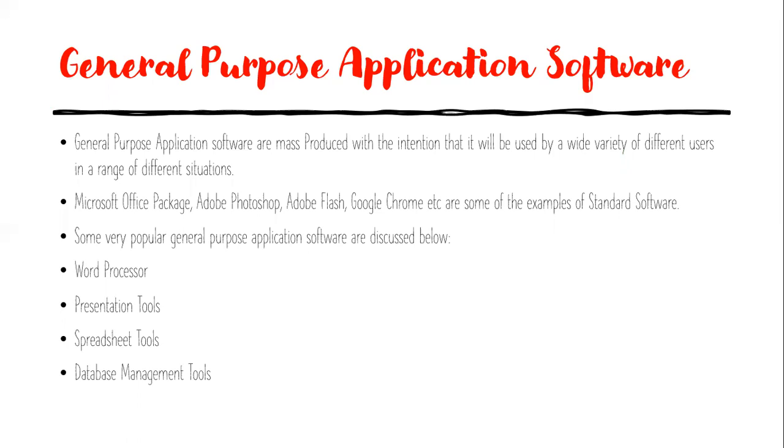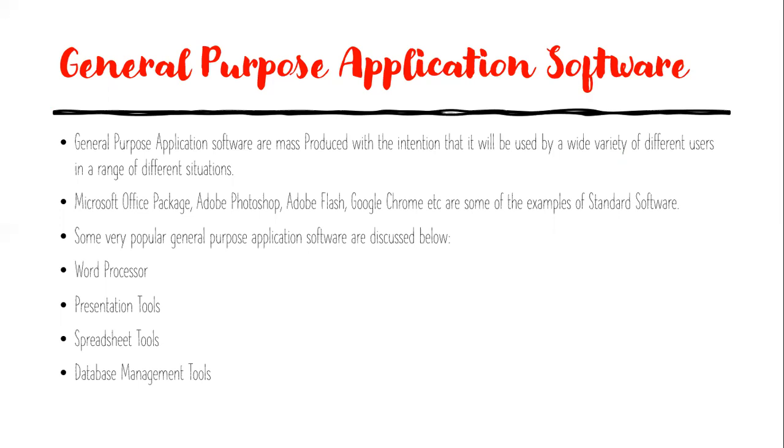As we already discussed, Microsoft Office, Adobe Photoshop, and Google Chrome are some examples of standard software. See, the name itself specifies that it is standard. That means we cannot make any changes in that particular software; we can only use it. Let us see some more application software which belongs to general purpose application software. They are word processors, presentation tools, spreadsheet tools, and database management tools. Let us discuss them briefly.